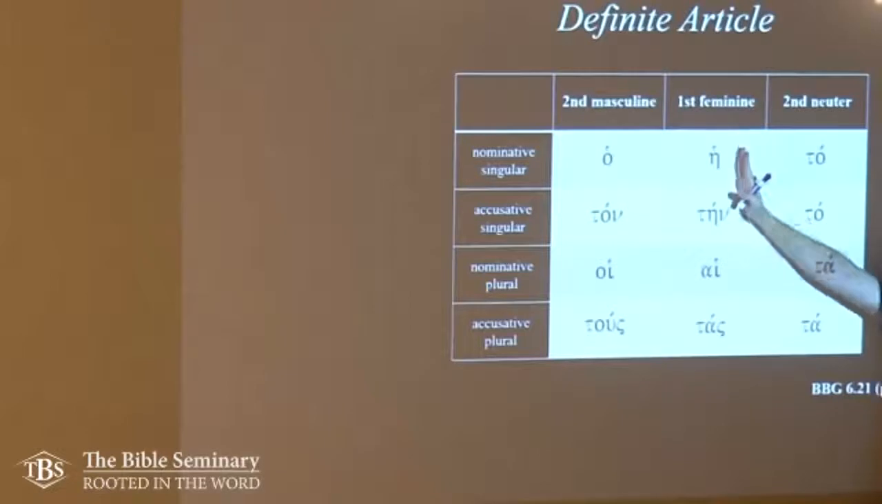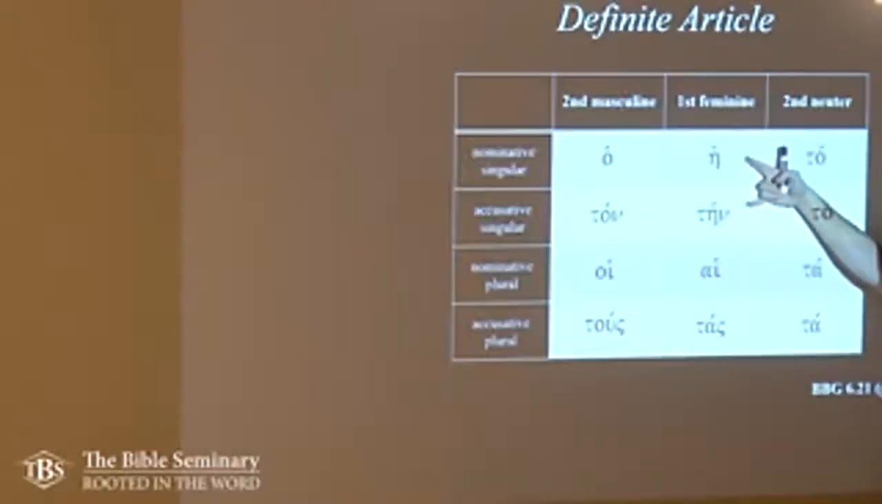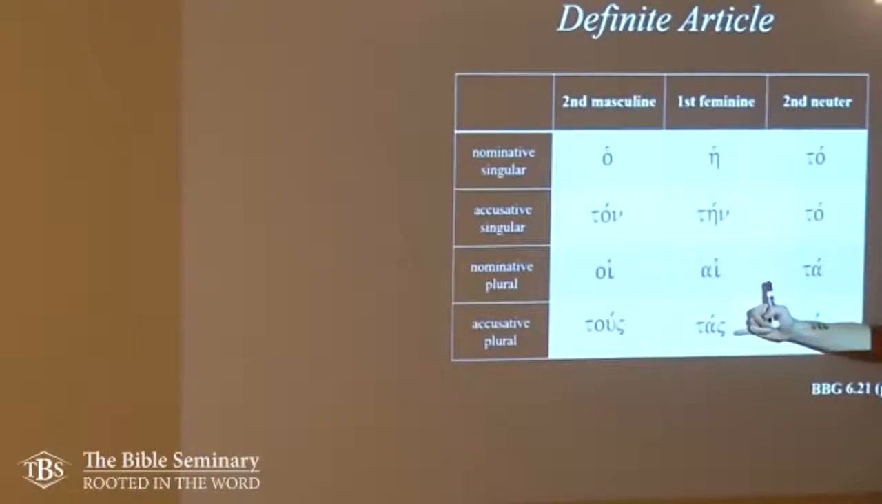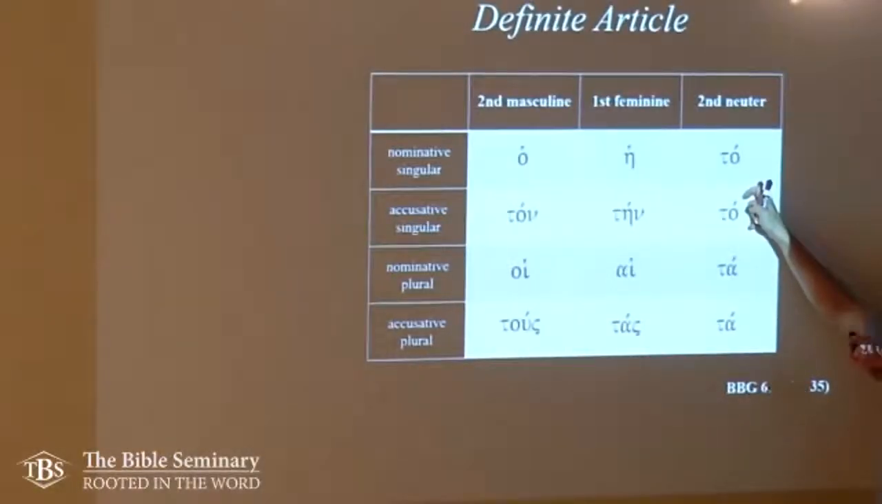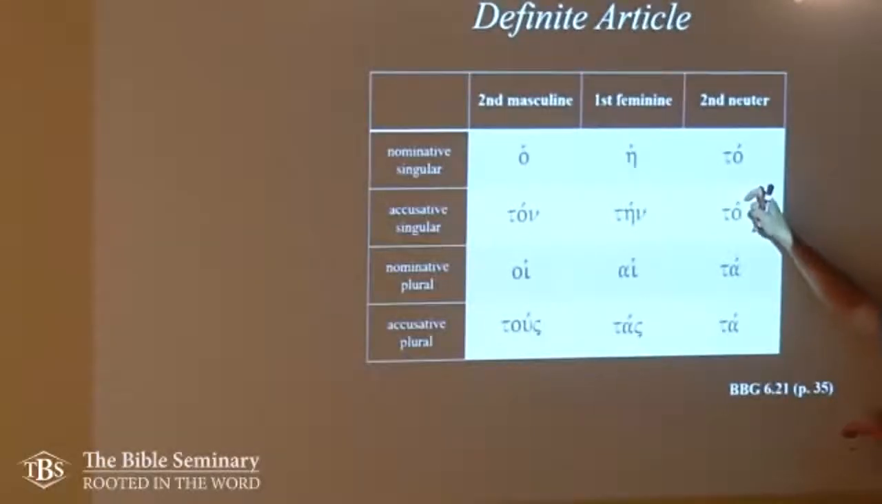First declension feminine: hē, tēn for singular, and hai, tas for plural. Ta, uh-oh. Does that look familiar? Just like with our neuter endings added to nouns, with the neuter nominative and accusative singular, we have the exact same article.